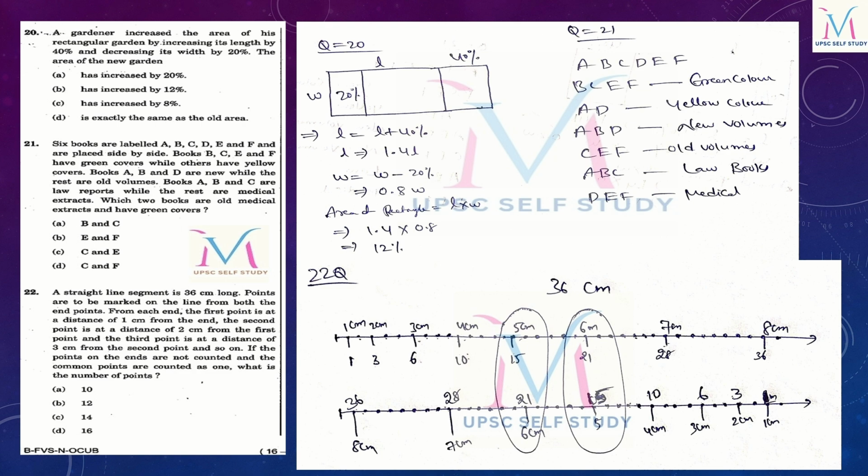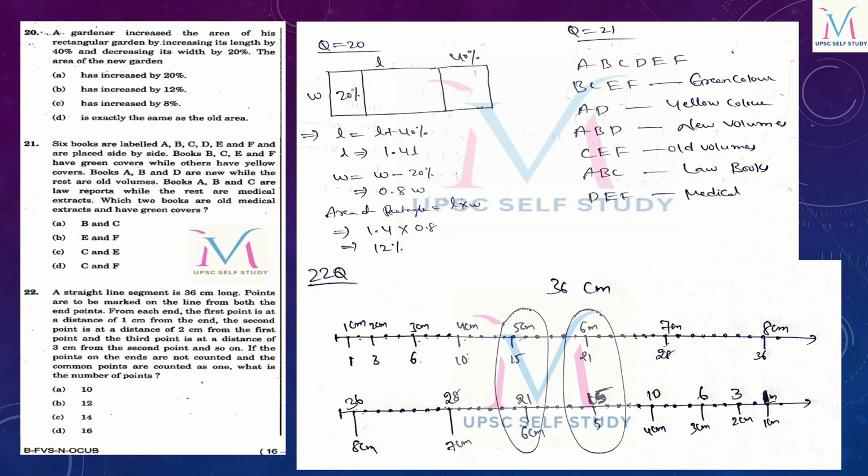And now coming to the 22nd question. This 22nd question is a little complicated, so if you listen carefully, it will be easy for you. A straight line segment is 36 centimeters long. Take a line segment or a scale which is 36 centimeters.